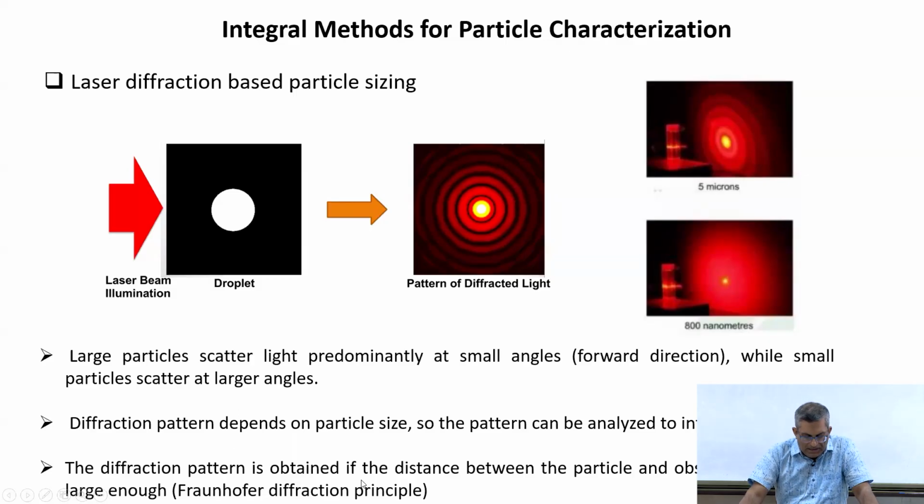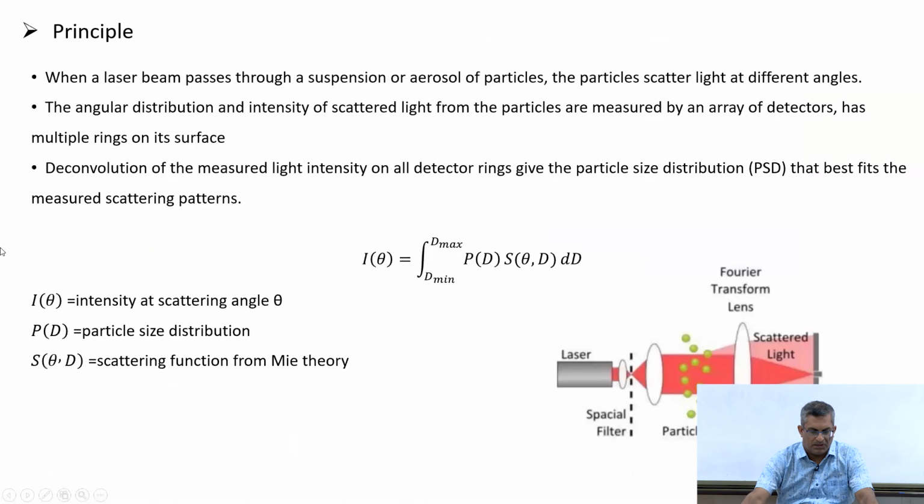The diffraction pattern is obtained if the distance between the particles and the observation plane is large enough. This is a condition that has to be met, and this is what is known as Fraunhofer's diffraction principle. The place where you image the diffraction pattern must be far off the particle. Now, the question is how do we implement it in a practical case where we have so many particles? What will happen in that case?